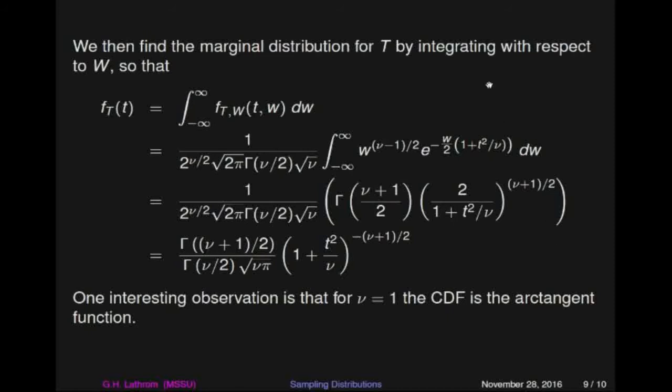And so we are able to find the marginal distribution for T just by integrating with respect to w. If we do that, we see that our integral with respect to w is just going to be a gamma function times its scaling constants. And so we end up with a PDF for our student t distribution that has this form here. One interesting thing about that is if we take nu to be 1, so if we have 1 degree of freedom, then the cumulative distribution function is just the arctangent function.